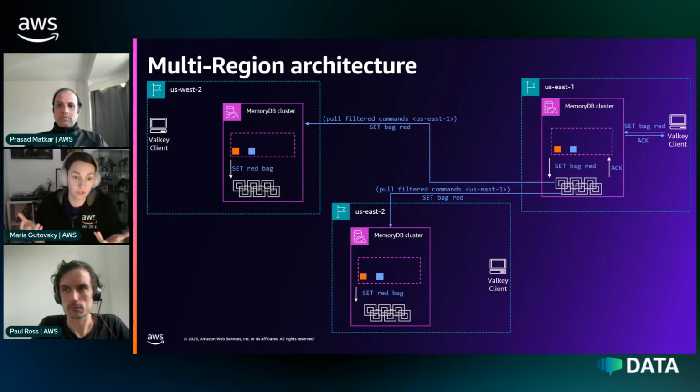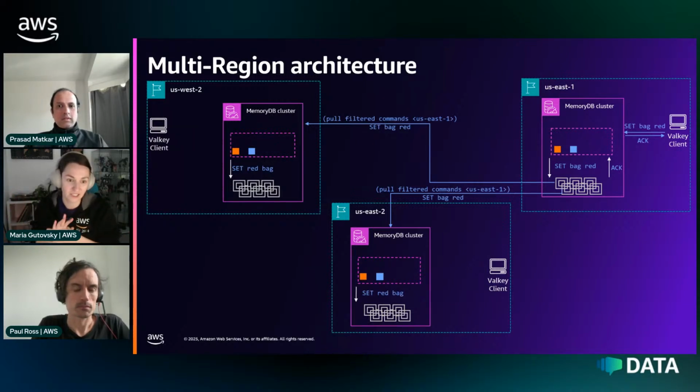There is no primary region. All of them are primaries, and all of them are communicating all the time to provide this multi-region architecture. So I think from here I can hand over to Paul to show the demo of how it actually works. Paul created a very cool, fancy demo.